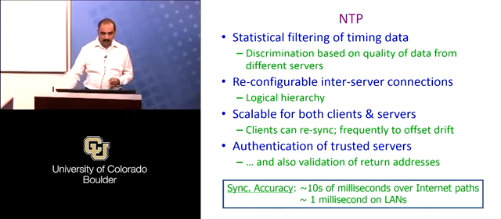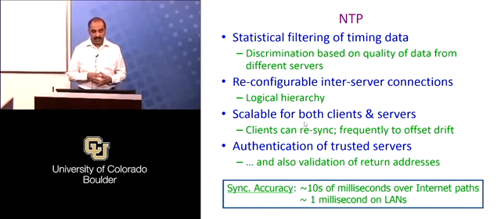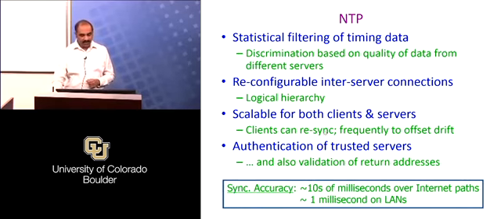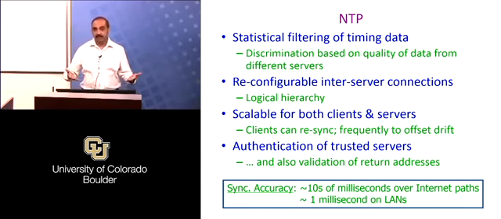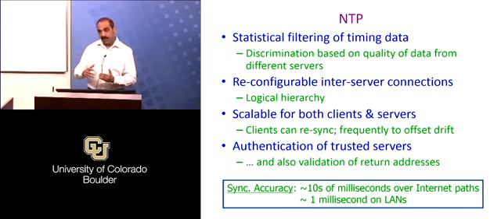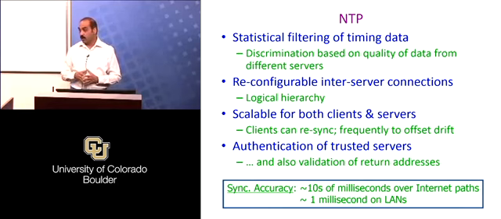Okay. So the synchronization accuracy that it provides could be within tens of milliseconds over the internet path. So if you are on the internet, you will be able to synchronize your clock within about tens of milliseconds. NTP also runs over local area networking environments. And there you can actually synchronize your clocks to within 1 millisecond of UTC.